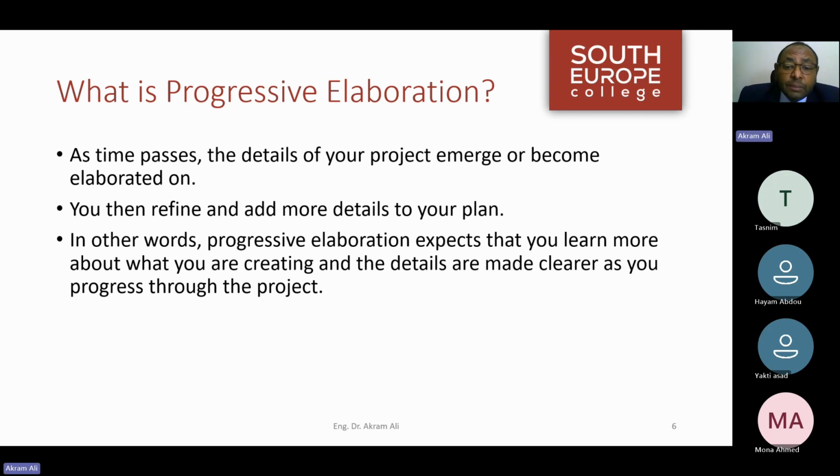So as time passes and the details and the realities of the project become more evident, it becomes more relevant and applicable for me to elaborate and detail the plans for the next foreseen period. So you would then refine and add more details to your plan. In other words, progressive elaboration expects that you learn more about what you are creating, and the details are made clearer as you progress through the project.